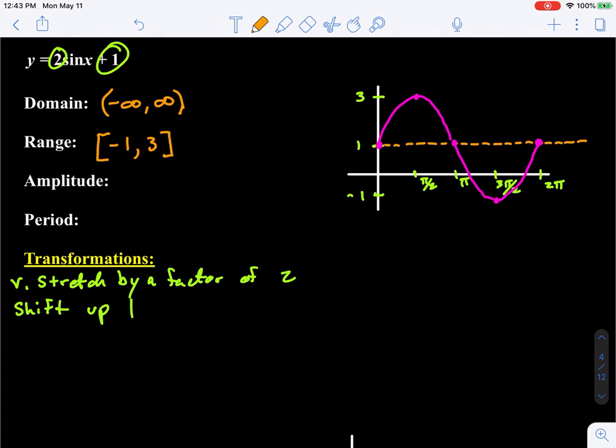And your amplitude is the distance from the central axis to the highest point, and that distance is 2, which also is the same as your a value. That will always be the case. And the period goes between 0 and 2 pi, so the period has a length of 2 pi.